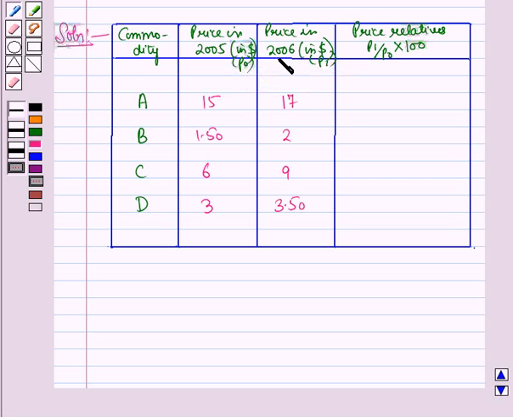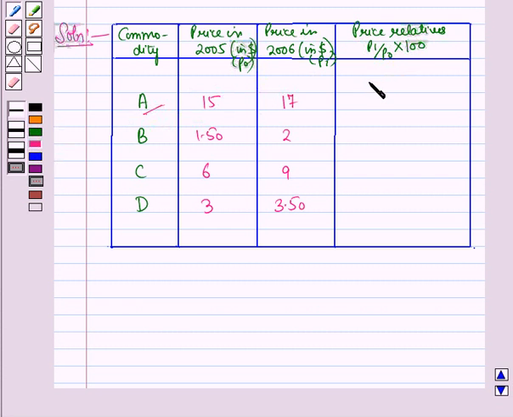Now here, 2005 is the base year for the year 2006. It means the prices in the year 2005 will be the base year prices, which are denoted by P0, and the prices in the year 2006 will be the current year prices of all the commodities under consideration. So this will be denoted by P1, and in the last column we will find the price relatives by using the formula P1 over P0 into 100.